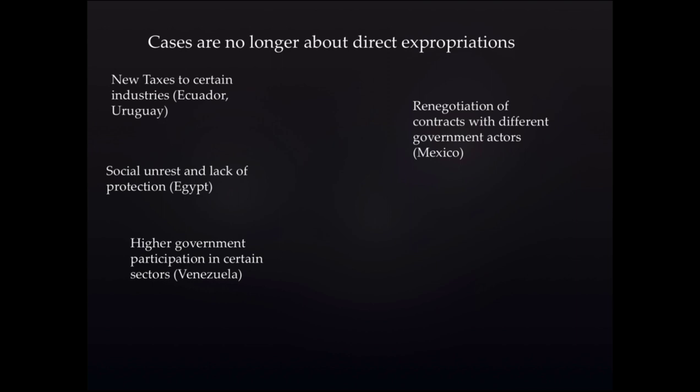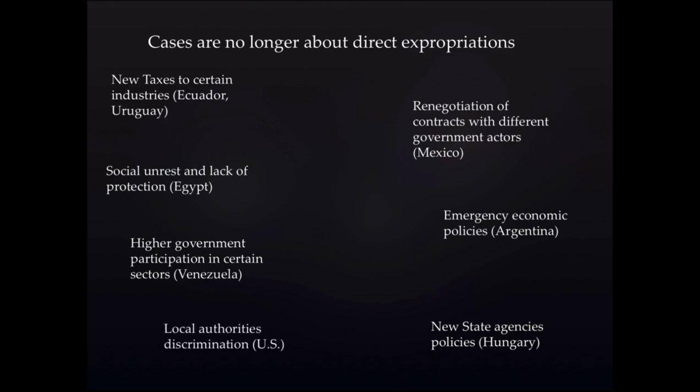higher government participation in certain sectors, like it happened also in Venezuela, or emergency economic policies like the ones taken by the Argentinian government during the crisis. New state agencies created that change policies that affect foreign investors, like it happened in Hungary when it wanted to be part of the EU. Or local authorities discriminating against foreign nationals, like it has happened in the United States regarding Canadians.